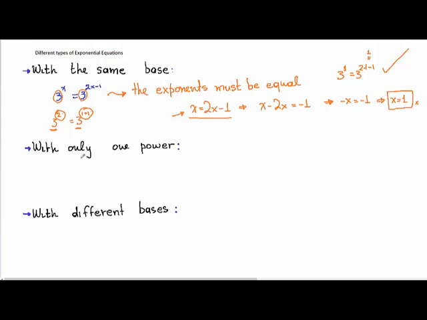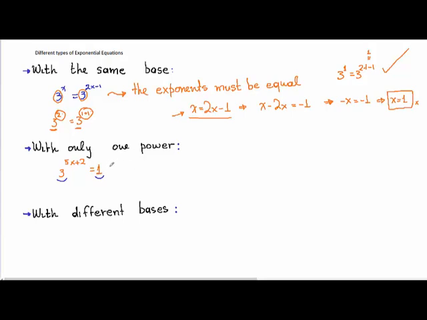Now let's look at what happens if I have an equation where I have only one power, and on the other side of the equation I have a number. So let's assume that I have 3 to the 5x plus 2 equals 1. What should I do about that? Well, right here it's a little bit more confusing, because I have a power on the left, but on the right I cannot say that this is equal to that, because it's not. I have 3 and I have 1. So what should I do?